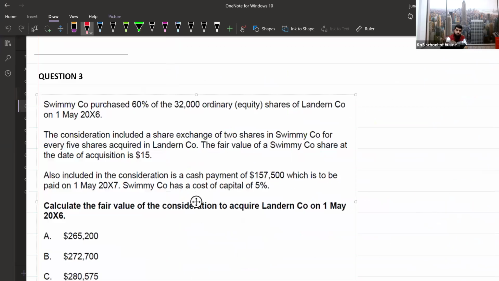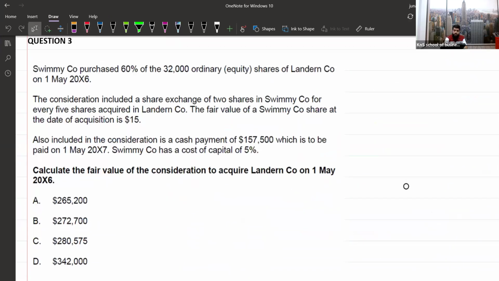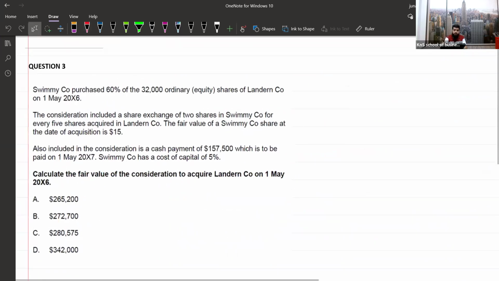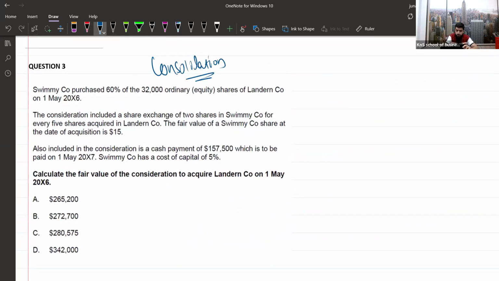Okay, let's move on towards the third question. That third question is related to consolidation. Yes, this question is related to consolidation. Let me read out the question first, and you guys will first try it out, and then I will help you out in that particular question.